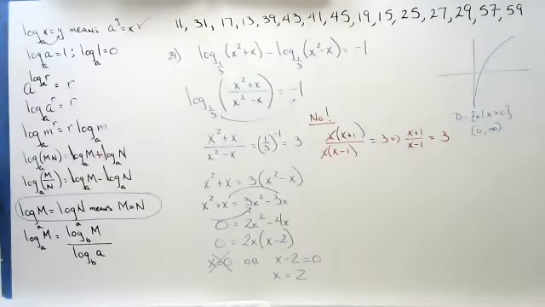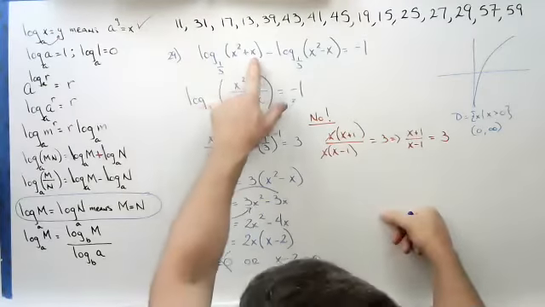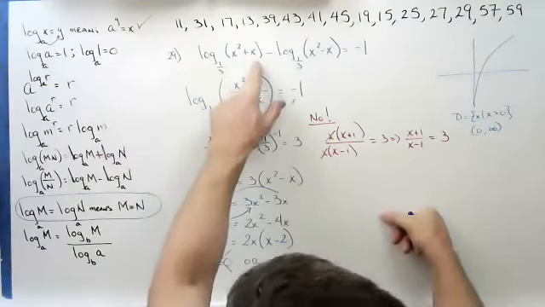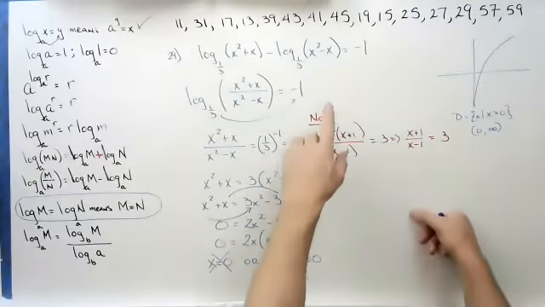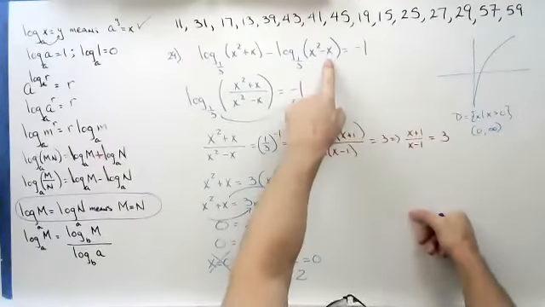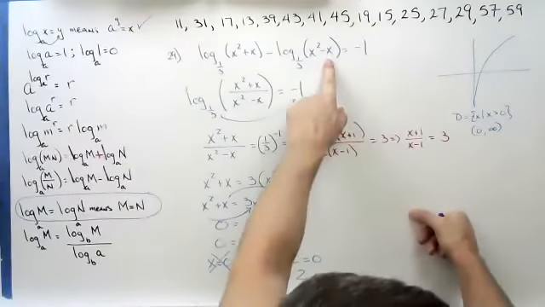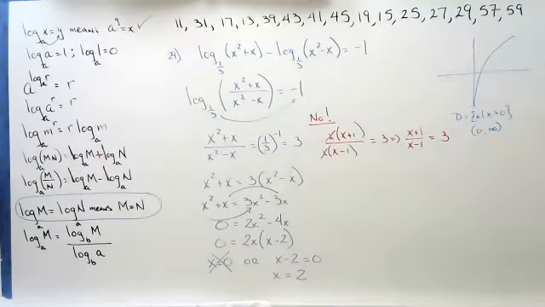What about this one? I don't know. Let's check. If you put 2 here, you get 4. If you put 2 here, you get 2. 4 plus 2, 6, positive. We're good. Better check this one. If you put 2 here, you get 4. If you put 2 here, you get negative 2. But 4 take away 2, positive 2. We're good. This is our answer.